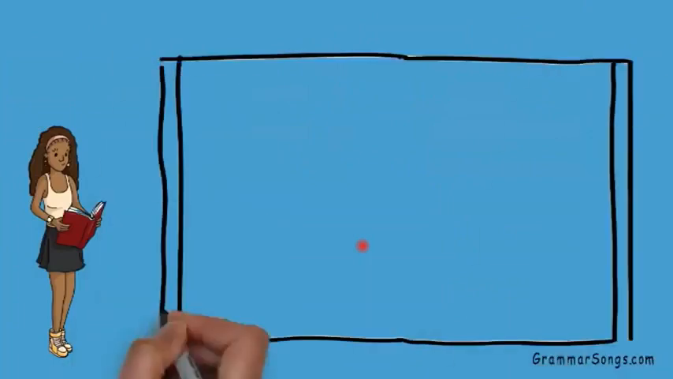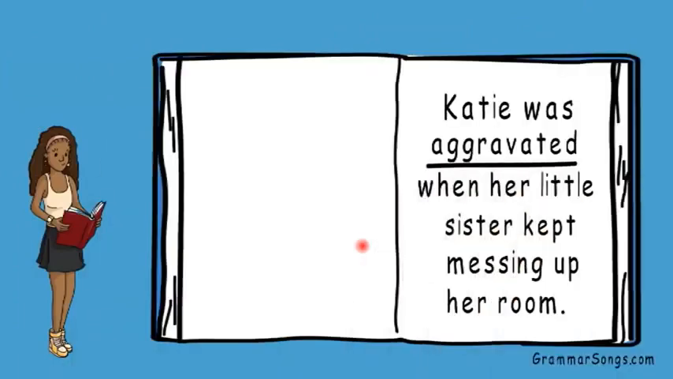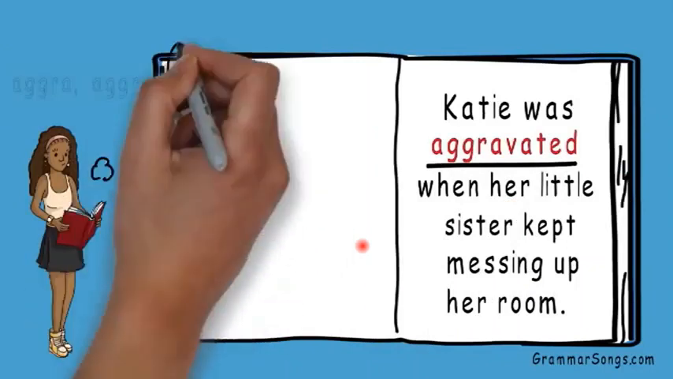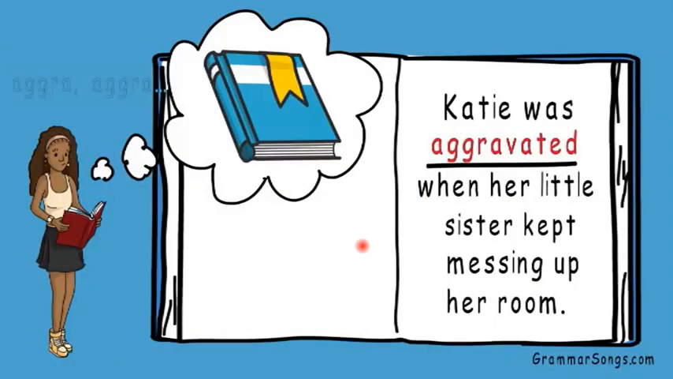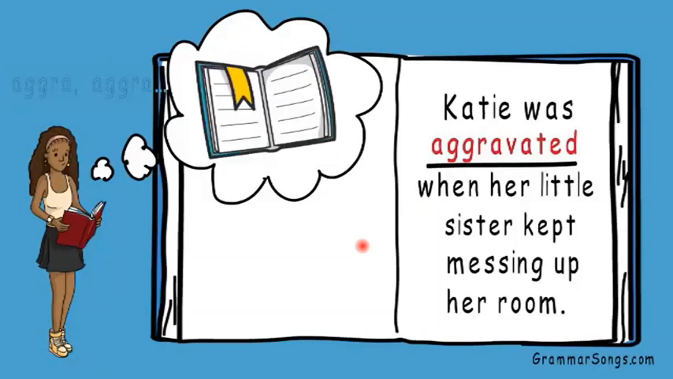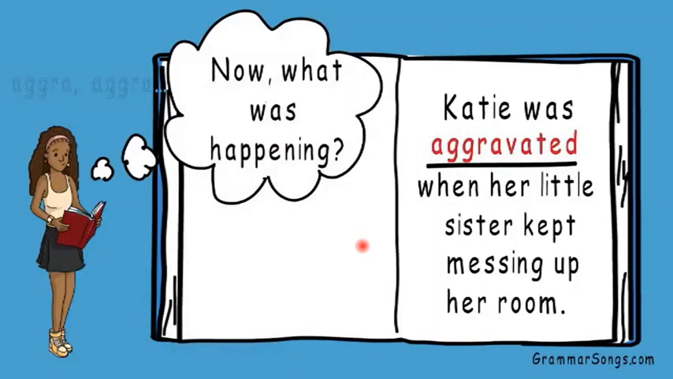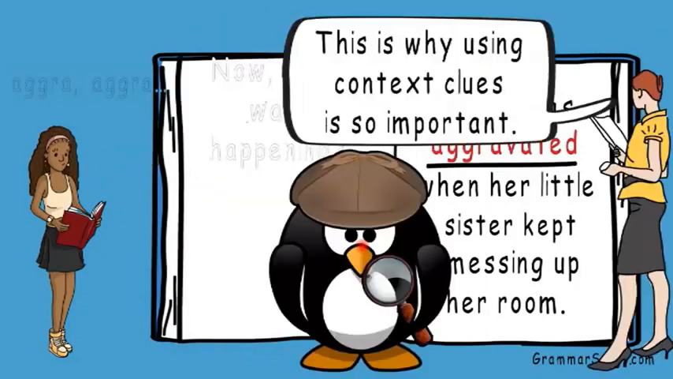Let me show you. When we read, sometimes we will come upon an unfamiliar word that we don't know and have trouble sounding out. We could choose to stop reading and find a dictionary, but this can take away from our comprehension or understanding of the story by interrupting the flow. This is why using context clues is so important.